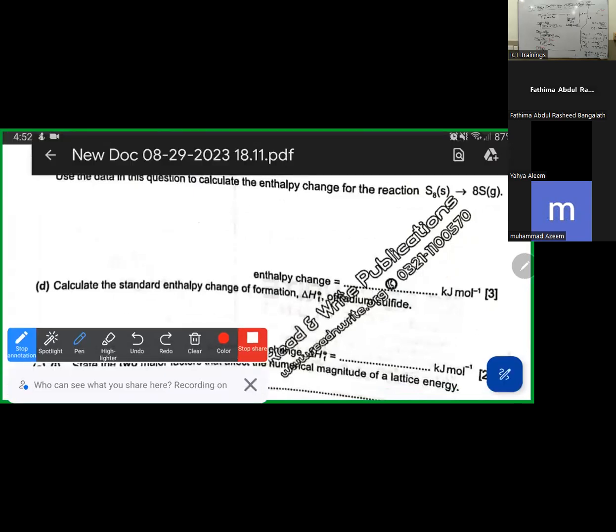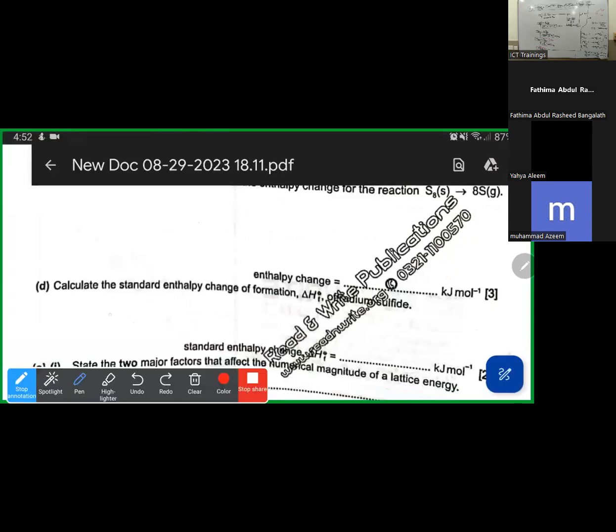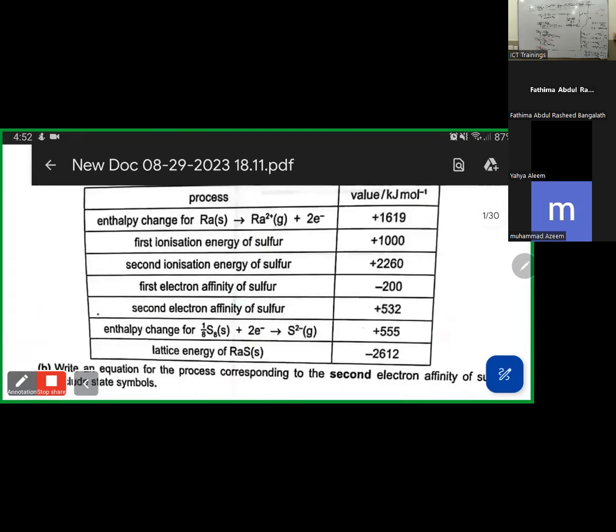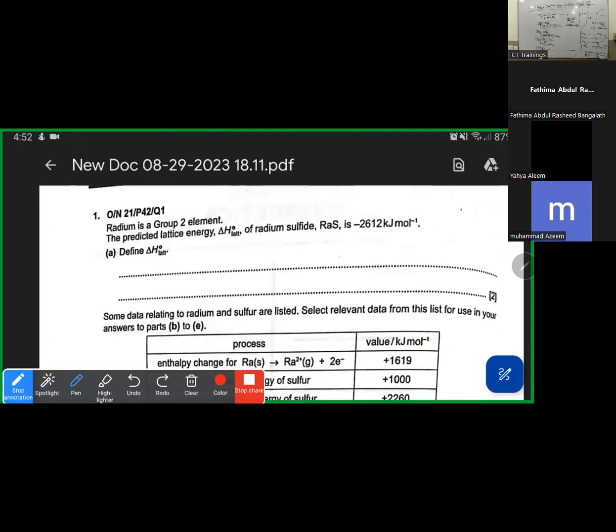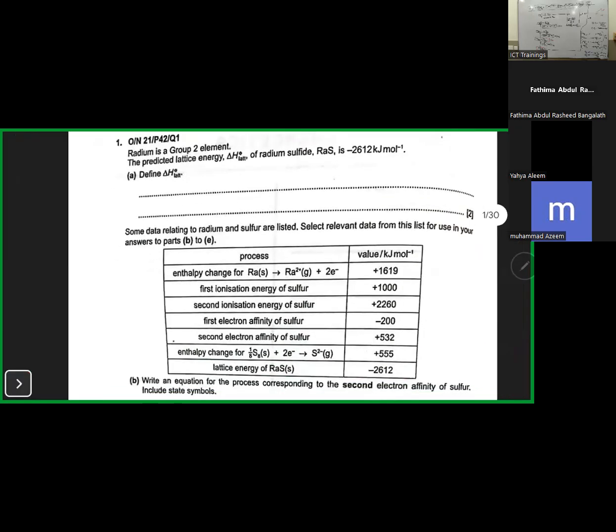Okay, guys, this is the question. He wants you to calculate the standard enthalpy change of formation of radium sulfide. So delta H of formation you have to calculate. The equation and data are given above, and they have given you the value of the lattice energy, -2612. So the lattice energy value is given in the question. Now use this data to calculate the enthalpy change of formation.